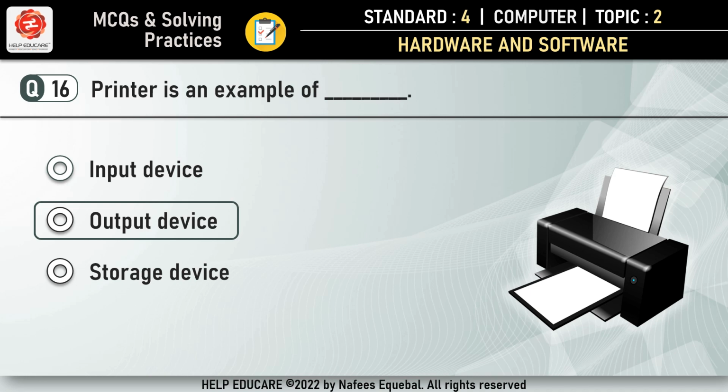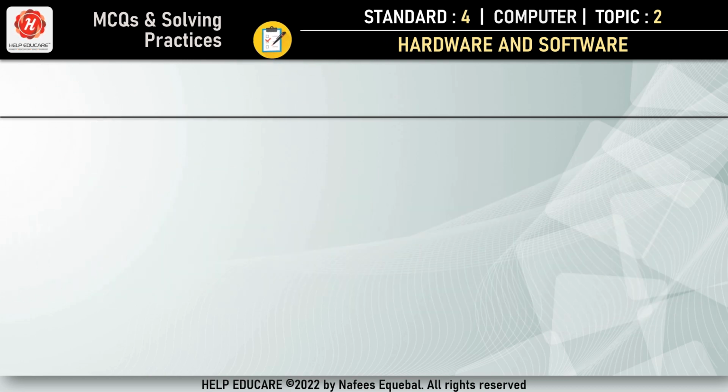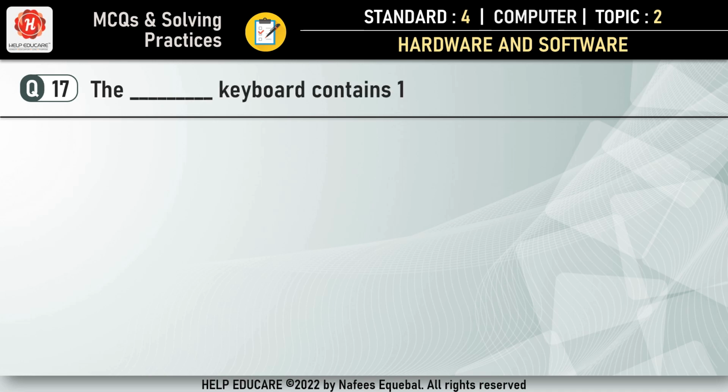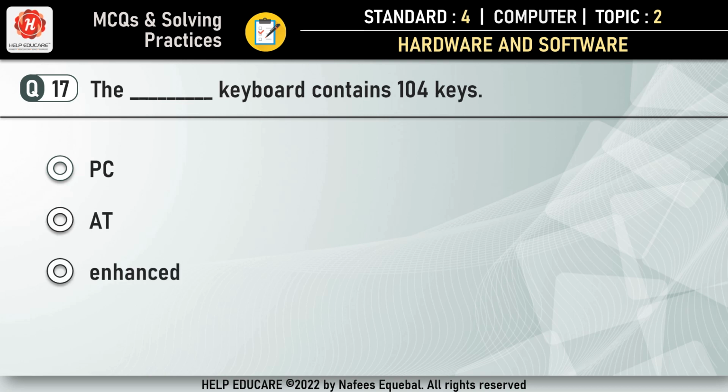Correct answer is output device. Question number 17. The dash keyboard contains 104 keys. First option, PC. Second option, AT. Third option, enhanced. Answer will be displayed in 10 seconds.